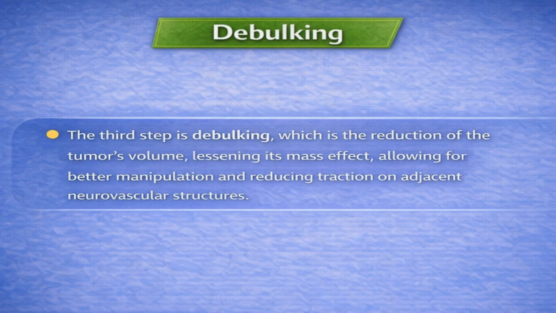The third step is debulking, which consists of reducing the tumor volume and its mass effect, allowing better manipulation and decreasing traction on adjacent neurovascular structures.